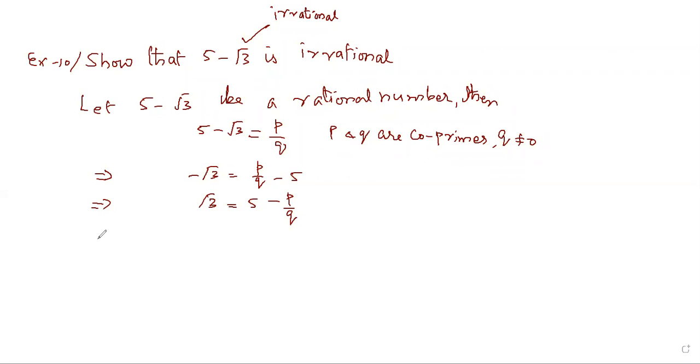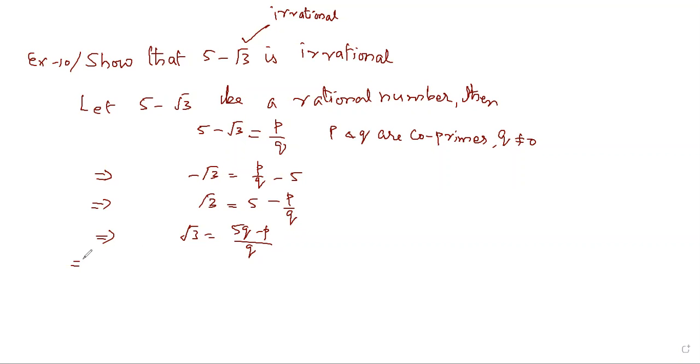Then the right hand side will be solved. This is the procedure for these types of questions. Root 3 is equal to 5q minus p upon q. Okay, now we reach the conclusion. On the right hand side, q is an integer and 5q minus p is an integer. So integer upon integer is a rational number.